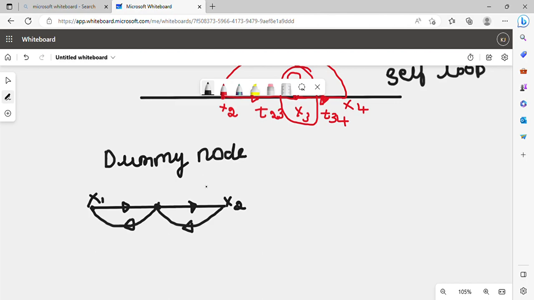So for this case, you can have separate input and output nodes by adding a branch gain of 1. So here you add a branch gain of 1.